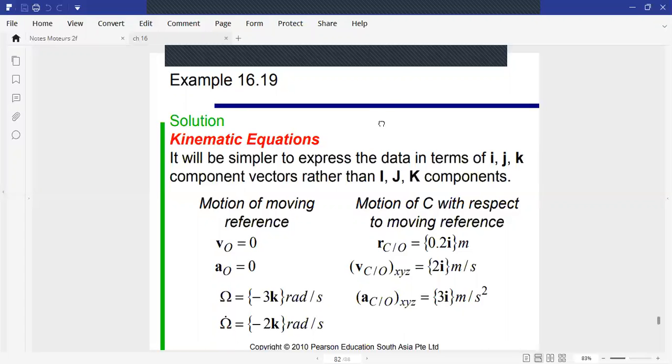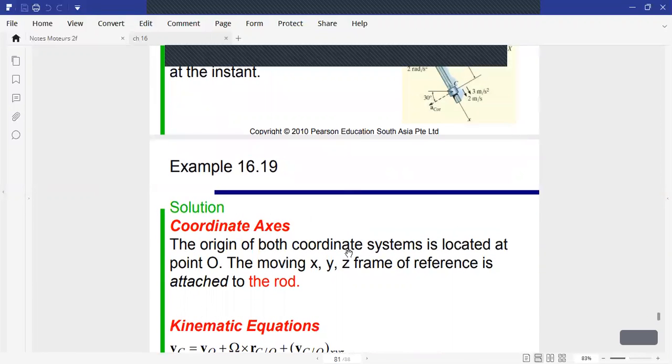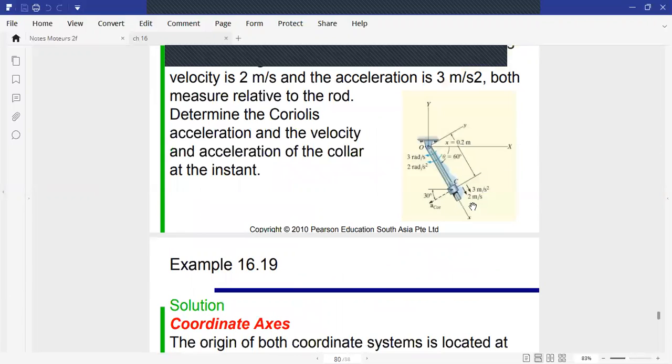You know why? Because if you go back to the figure, the relative velocity is along the small i, and the relative acceleration is along the small i. If I want to work in big I, big J, I should decompose the velocity into two components. For V, it's 2 cosine 60 big I minus 2 sine 60 big J. While if I work in the small i, small j, small k frame, I have only 2 times small i. So it's easier to work in small i, small j, small k.